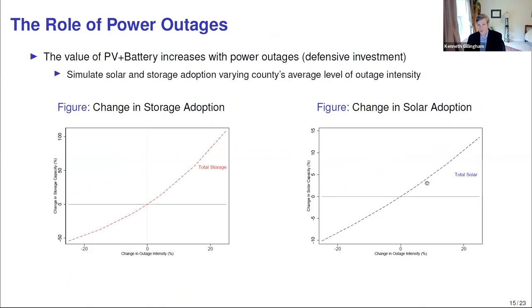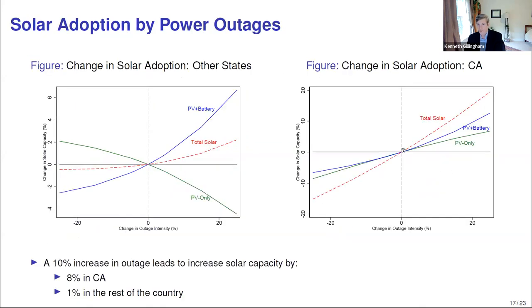Total storage, total solar. So here's the total solar change in outage intensity in California. It increases. Same here. So we have the change in outage intensity by 20%. You have more outages, you're going to have more solar capacity. You would particularly have more solar capacity because you have more PV and battery.